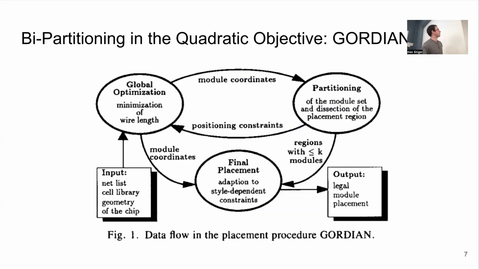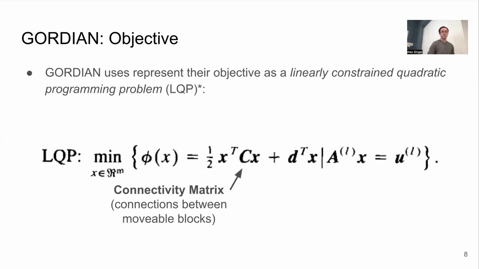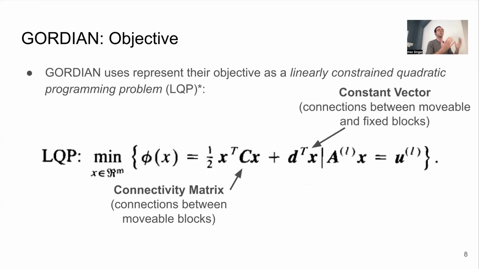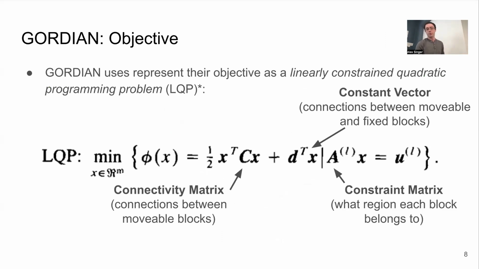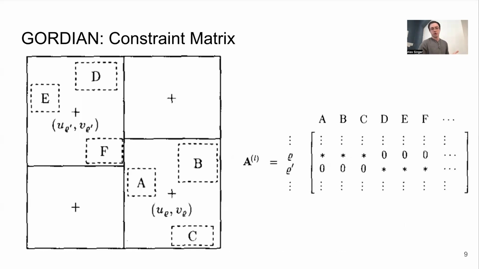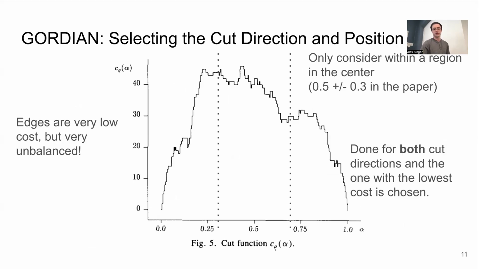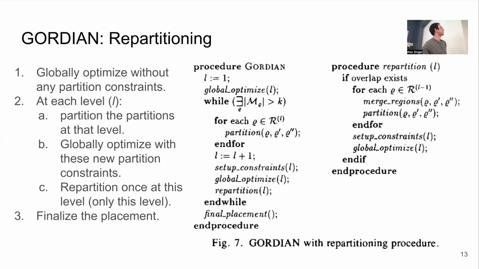The first one was Gordian. How it did its global placement is it set up a linearly constrained quadratic programming problem where we're solving our connectivity matrix and our constant vector. This is the same objective we've been doing before. But now we want to add this new constraint matrix, which says, assuming that this block must be in this partition or should be towards this position, and this block wants to be more in this partition, what will my new minimized point be? We talked about how it constructed the matrix in order to do this and how it chose its cut lines, which it did in kind of a creative way.